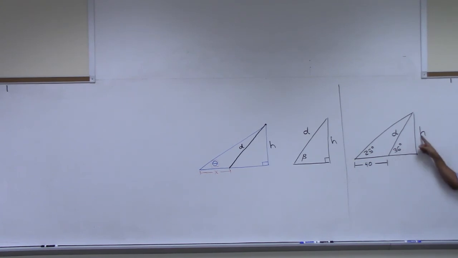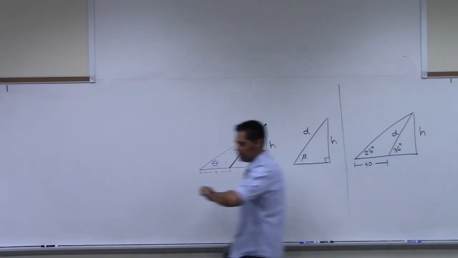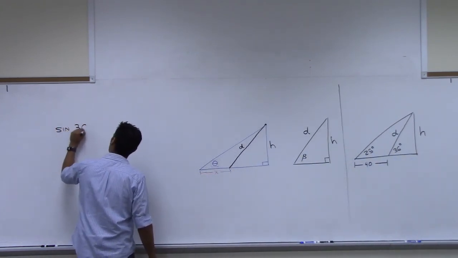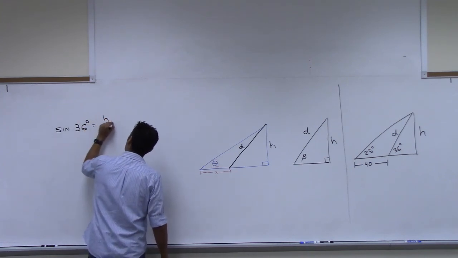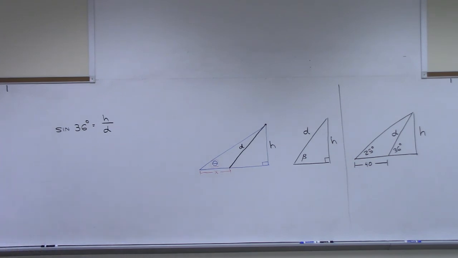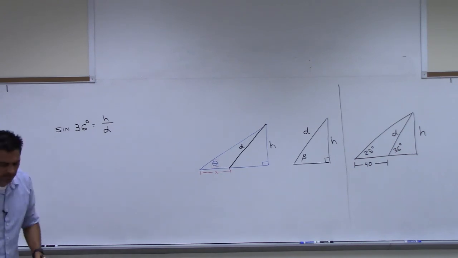What about opposite and hypotenuse? Right? So would this be legitimate for me to write down? Sine of 36 equals H over D. Okay? Remember, we're trying to solve for D, right? Let's not lose sight of that. All right. Any other relationships that I can come up with? Okay, it's time to... T over 40.